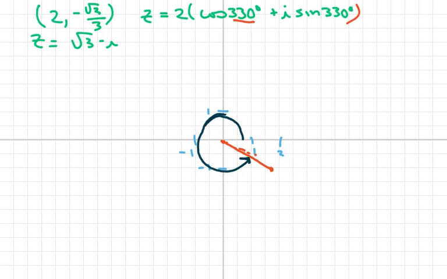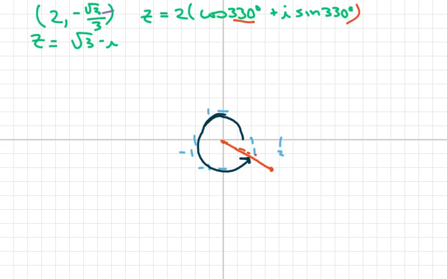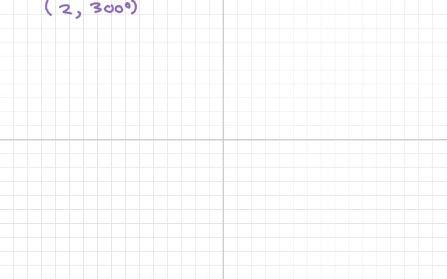Alright. And the next one, or the last one we have, r is 2, my angle is 300 degrees. Actually, I should have done this here. This was wrong. This was 2 comma 330 degrees. Sorry about that. Anyway, let's go back. And now the polar form is z equals 1 minus square root of 3 i.